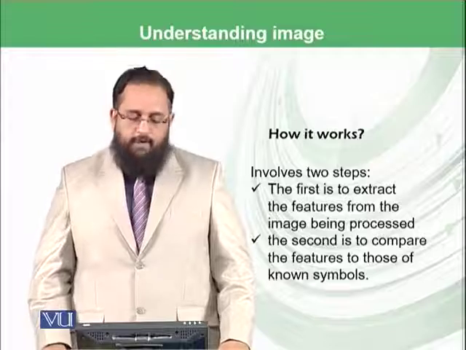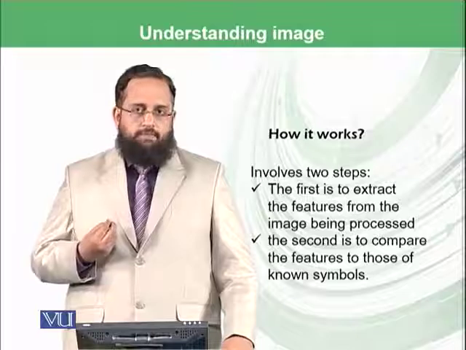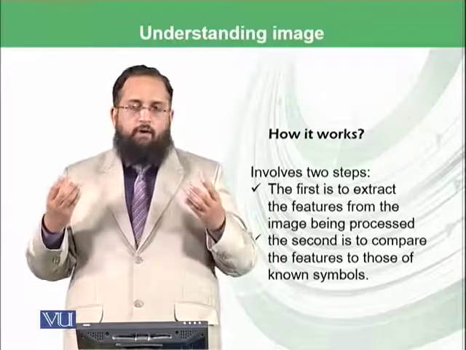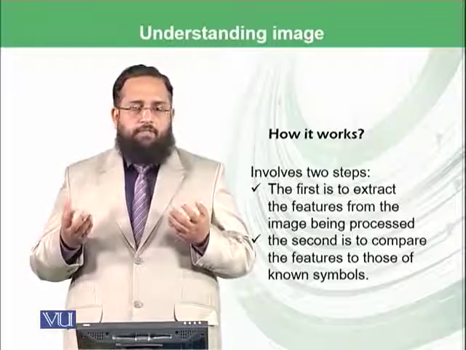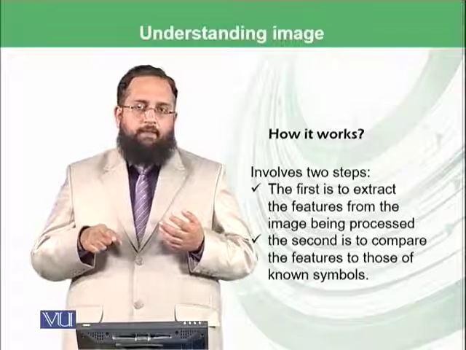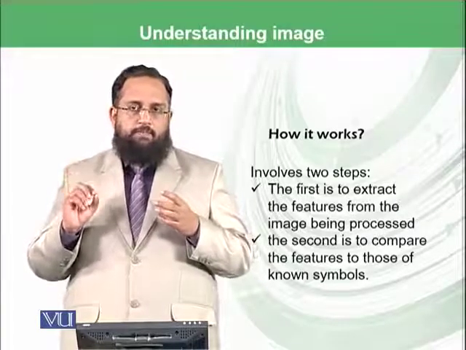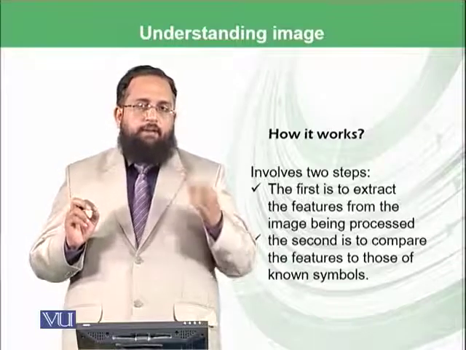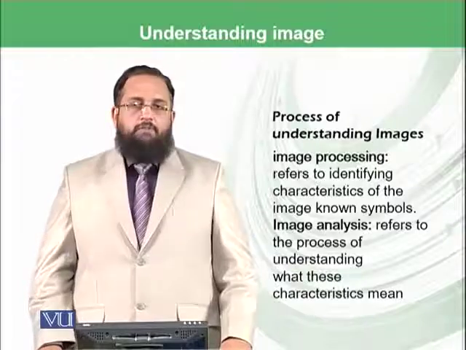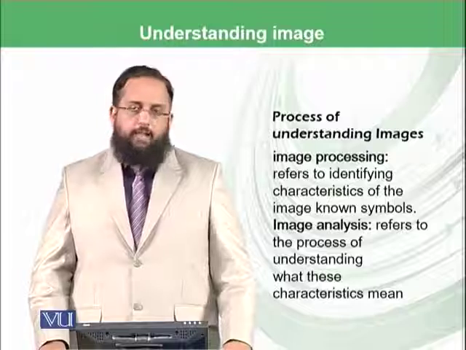So how does it work? It works in two steps. The first step is to extract the features from the image being processed. The second is to compare the features to those for known symbols. For example, for writing 1, the feature is that there should be a straight line. For 2, there is a curve. You need to identify such features, and then those features are compared with the predefined features which you already know. So the process of understanding images uses image processing and image analysis.